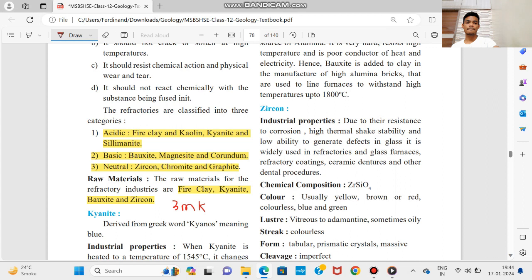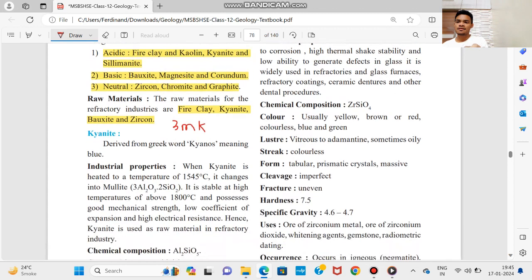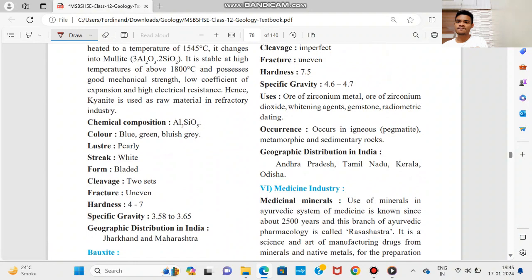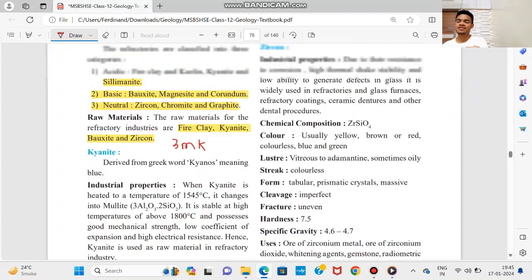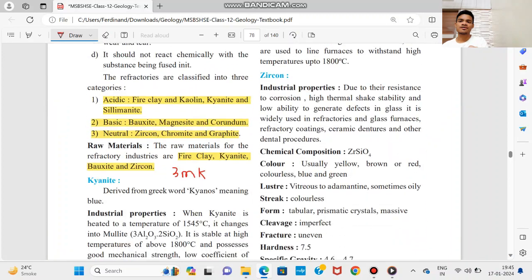So the chemical composition of these three minerals: kyanite is Al2SiO5. Bauxite is Al2O3.2H2O, the hydrated form. Zircon is ZrSiO4. There is mostly silica in this. The first one is kyanite, and they are mentioned as I told you. For bauxite, we refer to the previous one which I have shown you, and then zircon.